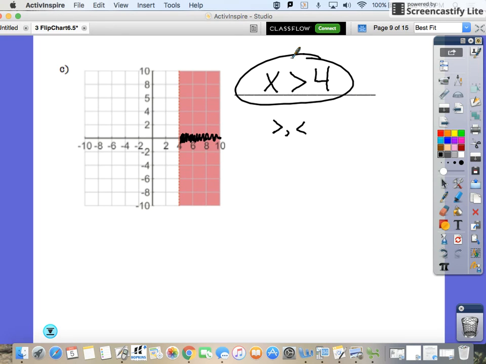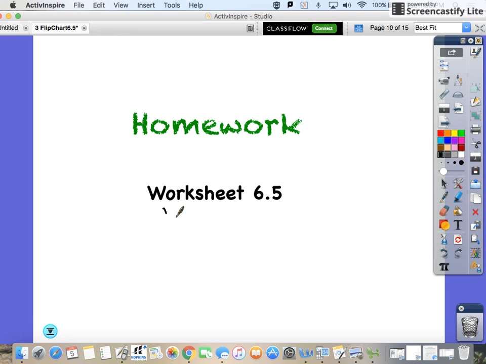We're going to practice a little bit more with these, with boundary points and more simple linear inequalities, before we get into some real heavy stuff on the next lesson. So if you would, go ahead and try worksheet 6.5 in your packet. Let me know what questions you have during class and we can work through them together. All right.